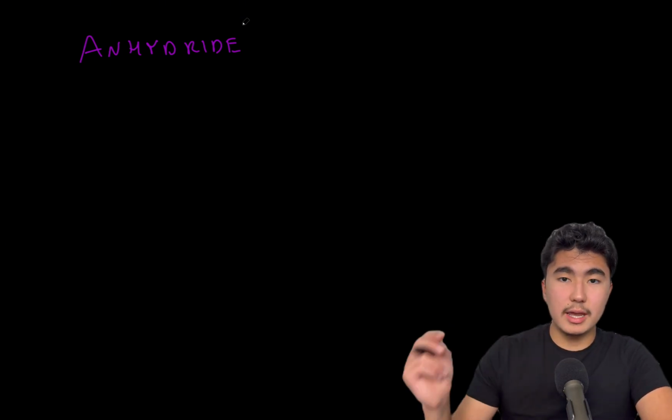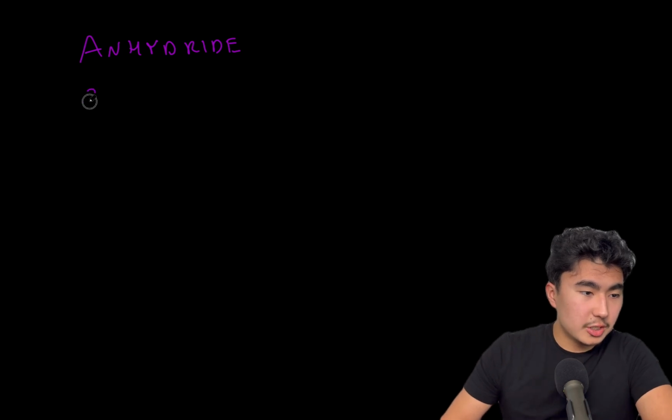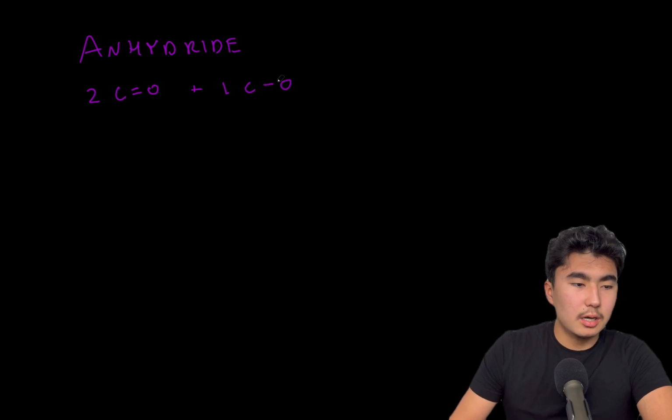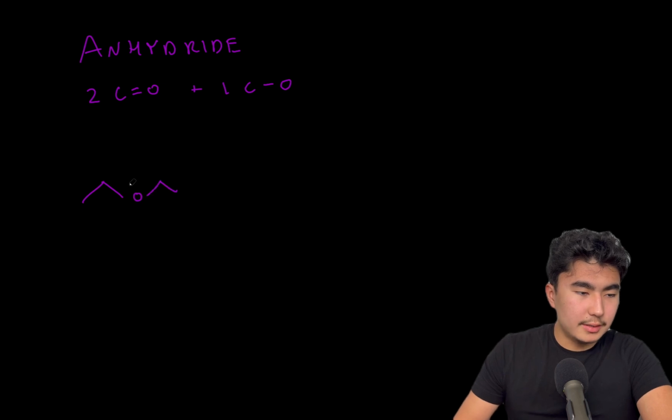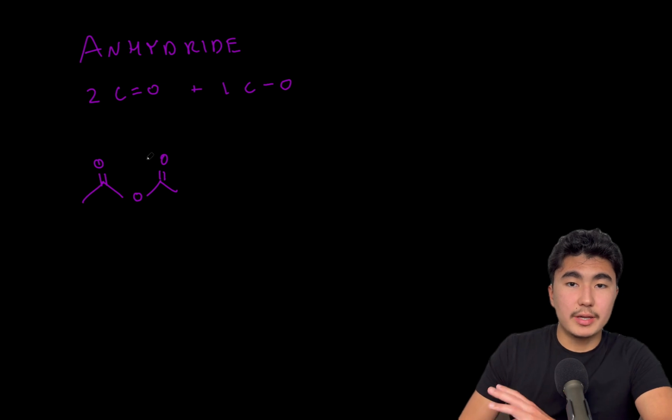Now our final carboxylic acid derivative is going to be known as the anhydride. Anhydrides are going to be, if we have 2 carbonyls, and we have a C-O bond, so a carbon bonded to an oxygen with a single bond. So for anhydrides, we have 2 carbonyls plus 1 C-O bond. So what would this look like? Well, a common one that we would see often is this guy over here, and this is an ethanoic anhydride.